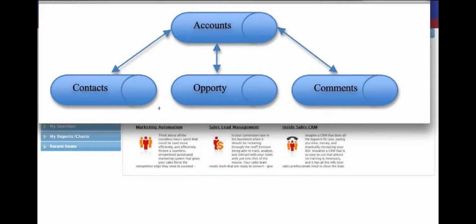Conceptually, it looks like this. For each account, we can have one or more contacts, one or more opportunities, and one or more sets of comments. We'll start by loading the accounts. Then we'll use the account ID to show which contacts belong with which accounts. Then we'll do the same thing for opportunities.